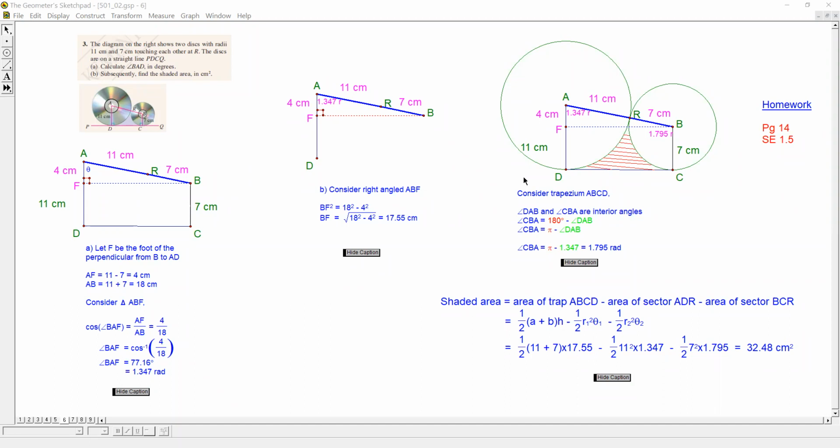Can, okay. Then this is your homework, right? Page 14, self exercise 1.5. If you don't know, then you try. If you still don't know, then you put it inside the Telegram group, then I will do it very detailed like this for you, right?